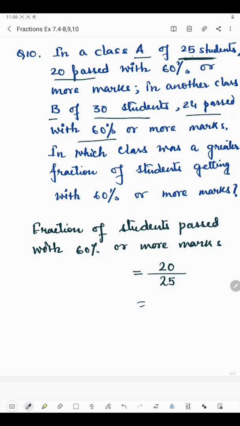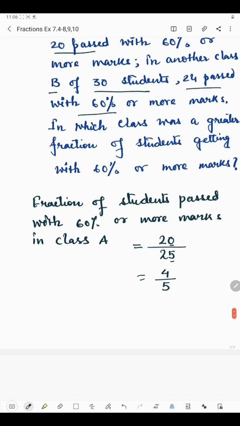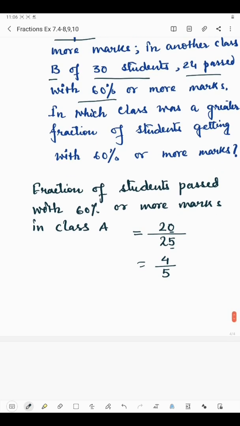Now here the last digit is 0 and here the last digit is 5. So it will be divisible by 5. So we will just divide the numerator and denominator by 5 to convert it into simplest form. So 5 4s are 20, 5 5s are 25. So the fraction of students passed with 60% or more marks in class A is 4 by 5. Now we will find the fraction of students in class B.